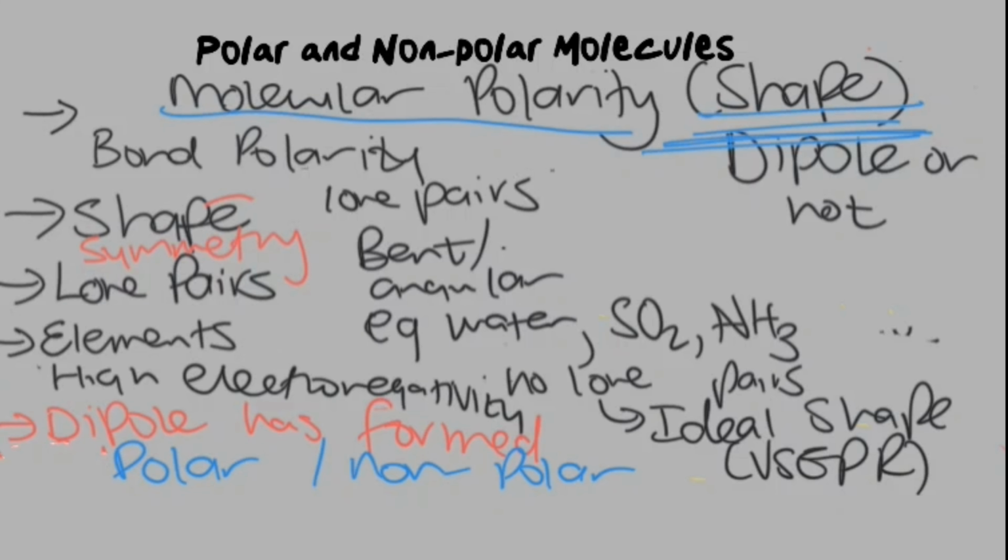Molecular polarity has to do with shape. So for this, your key skills you need to know is Lewis dot. And then you need to know VSEPR theory. And you also need to know electronegativity.